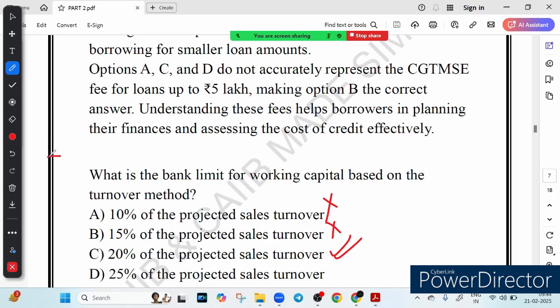एक एग्जाम्पल लेके समझते हैं इसे. मान लीजिए एक बिजनेस जो है सेल्स टर्नओवर को प्रोजेक्ट करता है. सपोज अ बिजनेस प्रोजेक्ट सेल्स टर्नओवर ऑफ ₹1 crore, right, for the year. So it projects sales turnover of ₹1 crore.